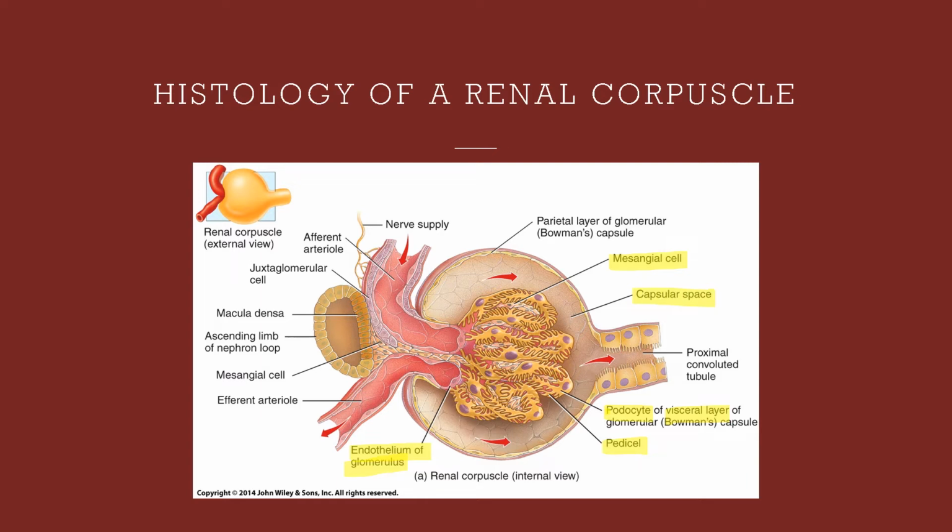And we can also see the flow of blood and the flow of the filtrate. So I'll just use a different color here. I'll use a purple so we can see that blood comes in here from the afferent arteriole. Comes into here, it goes into this mass of blood vessels, the glomerulus here.